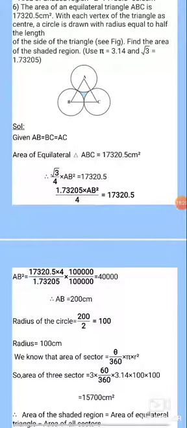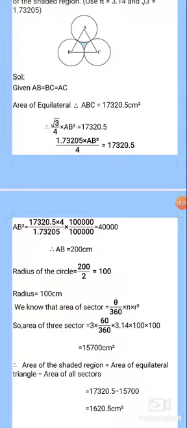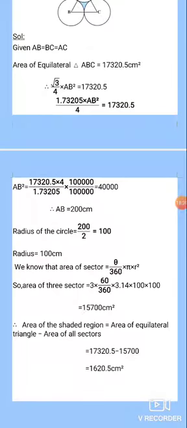Now area of the shaded region is equal to area of the equilateral triangle minus area of all sectors, that is 3 sectors. That is 17,320.5 minus 15,700. When you subtract, at last what we get? 1,620.5 centimeters square. Clear, students? Okay, thank you.